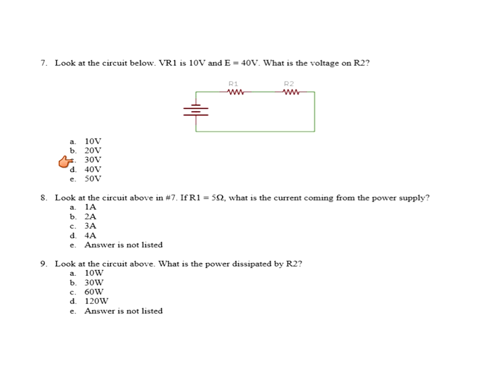VR1 is 10 volts, E is 40. Those two voltages on R1 and R2 have to add up to the source. It has to be 30 volts. All right, now check this out. In number 8, they're saying, look at number 7 again. If R1 is 5 ohms, oh, look, they're giving us a little bit more information. We have 5 ohms here for this thing.